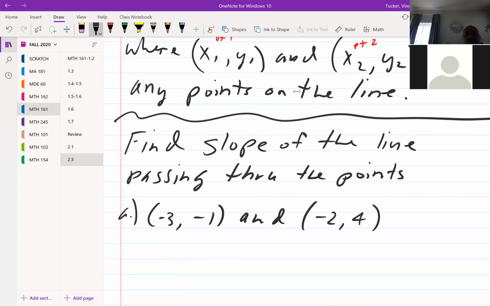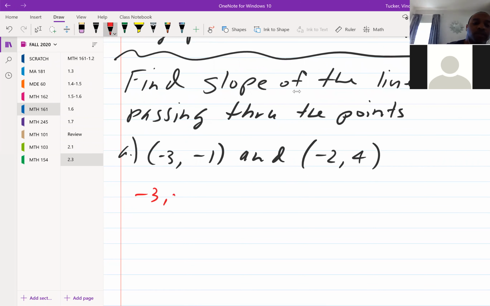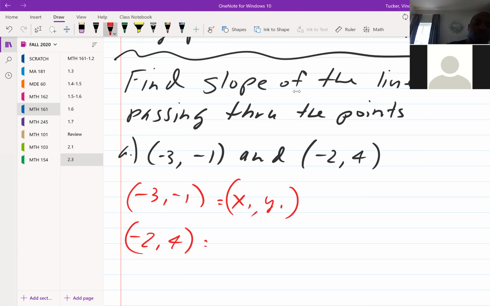All right. So we're going to find the slope of the line passing through the points -3, -1, and -2, 4. I'm going to do it both ways for this first one, just to show you that either way will give you the same result. But after that, just keep in mind that all you have to do is do it one way. And like I said, either way, you'll get the same result. So I'm going to call this first point x1, y1. Second point x2, y2.